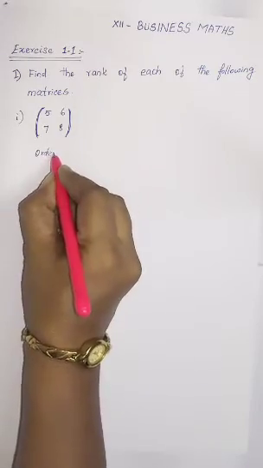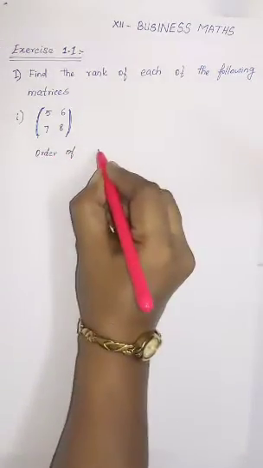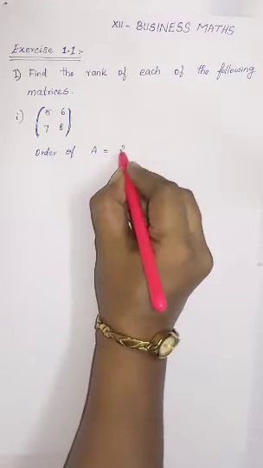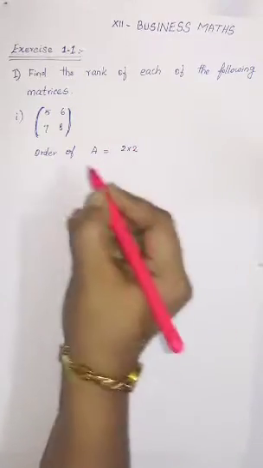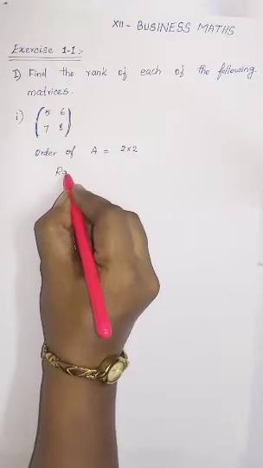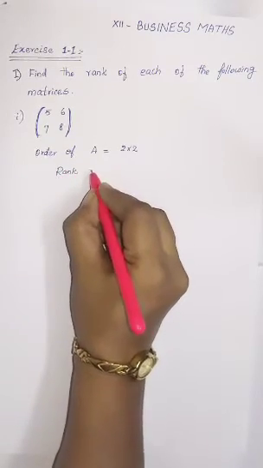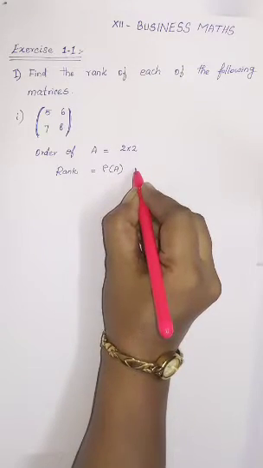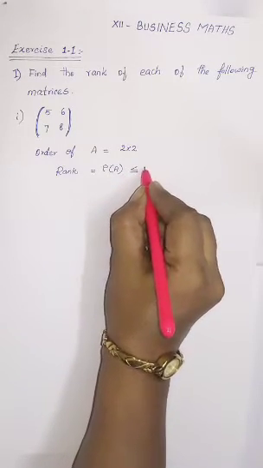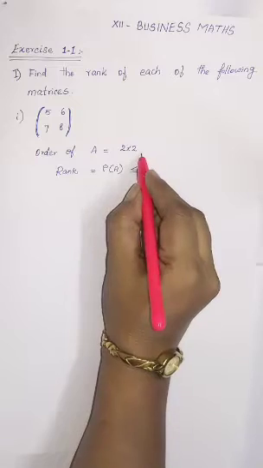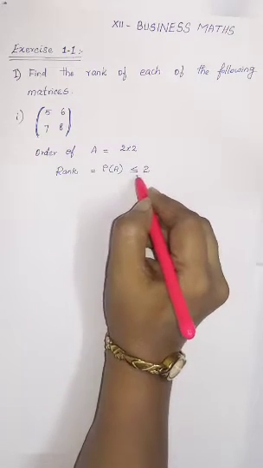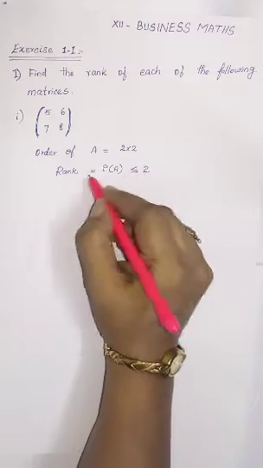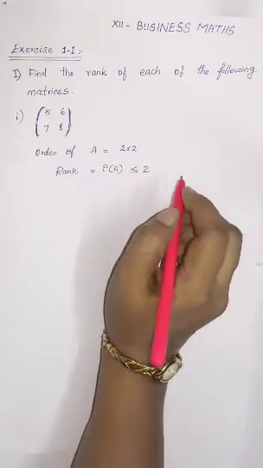So the order of the given matrix, we'll just take this matrix as A. So order of A is equal to 2 by 2. Now the rank is equal to rho of A, you can write. So rank should always be less than or equal to 2 because we have only a 2 by 2 matrix. So either it should be equal to 2 or it should be less than 2. So we can write first rank is rho of A which is less than or equal to 2.